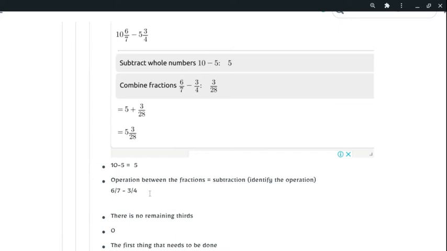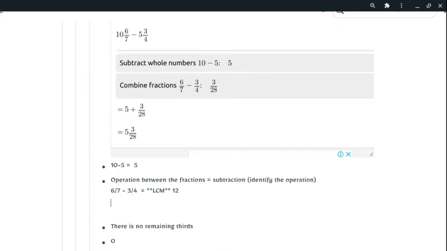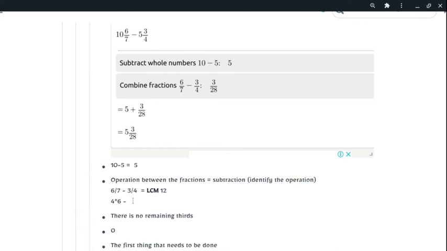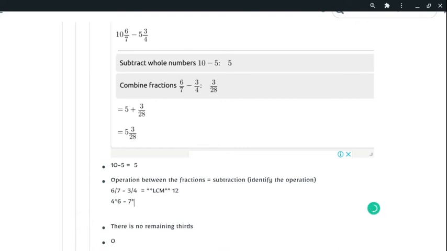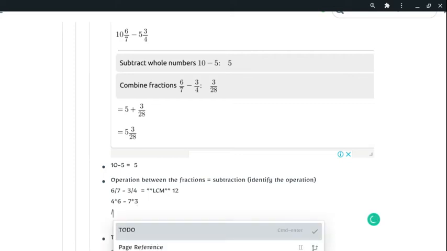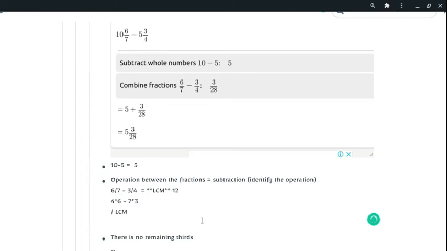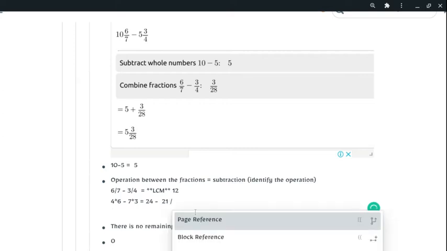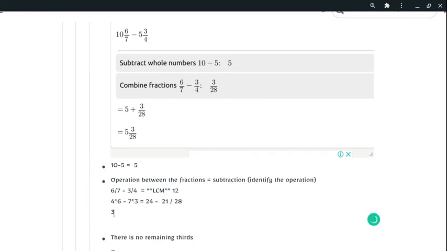So how many times does 7 go into 28? 4 times. So we're gonna say 4 times the numerator, which is 6, minus, 4 into 28 goes how many times? 7 times. So we say 7 times the numerator, which is 3, all divided by the LCM. That gives us 6 fours, 24, minus 21, correct? Yes, sir. The LCM was originally 28, so we just put 28 here. When we work out 24 minus 21, that gives us 3 divided by 28.